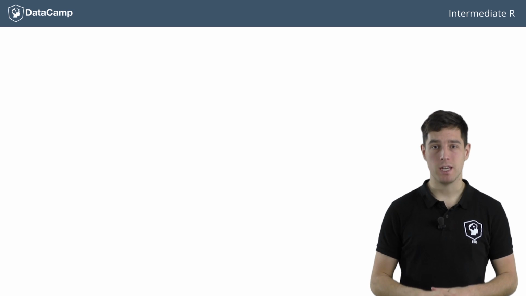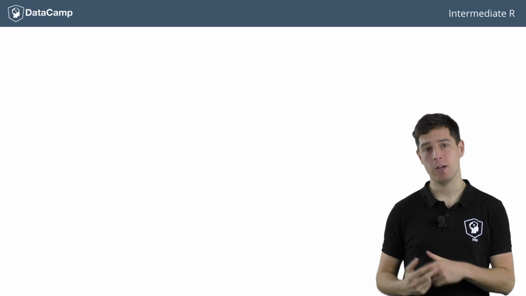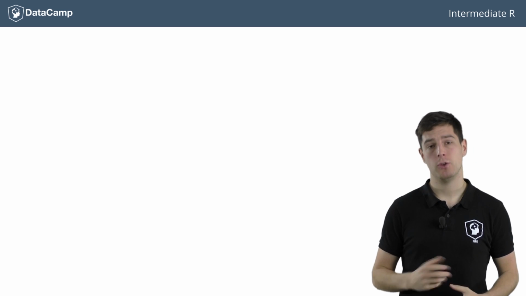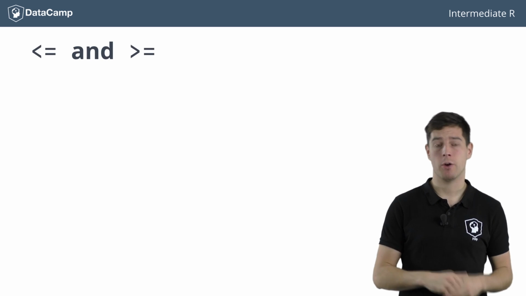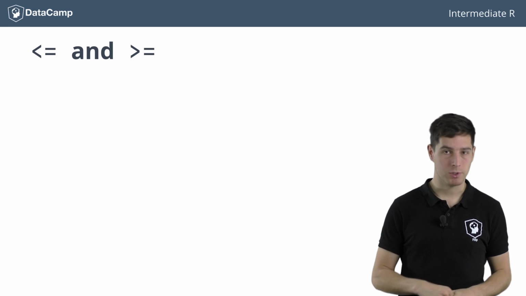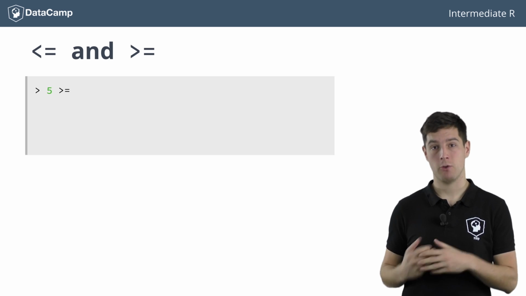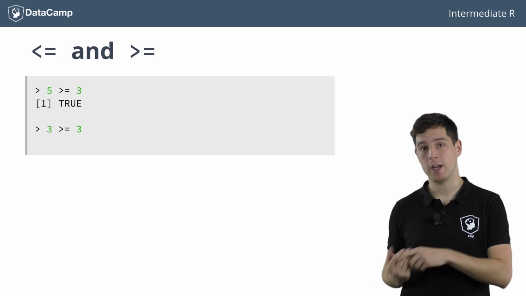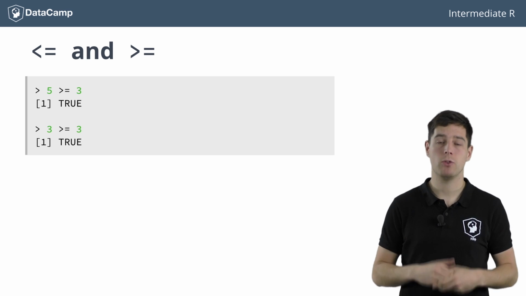You can also check to see if one R object is greater than or equal to, or less than or equal to, another R object. To do this, you can use the less than sign or the greater than sign together with the equal sign. So 5 >= 3, as well as 3 >= 3, will evaluate to TRUE.